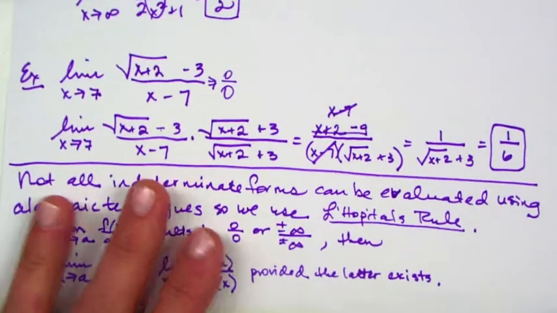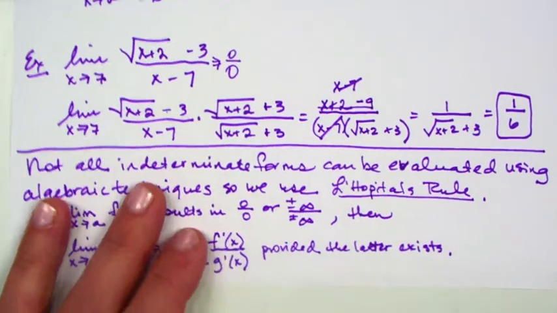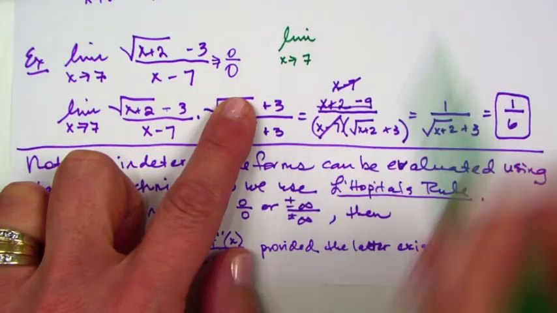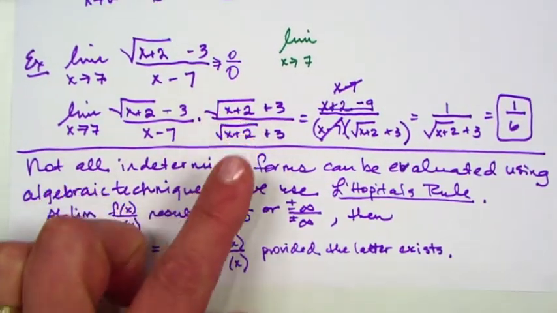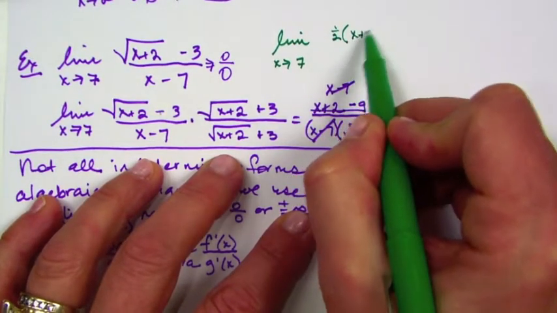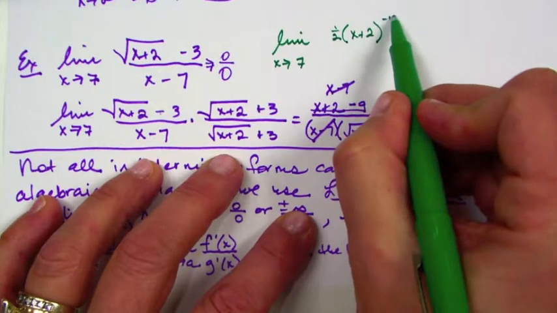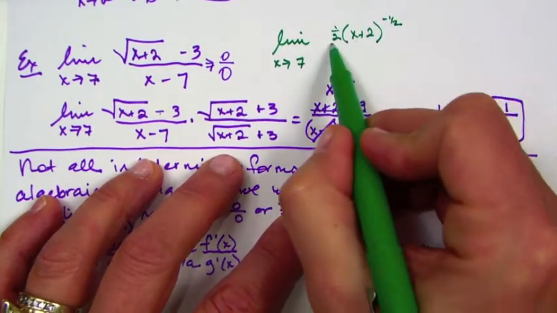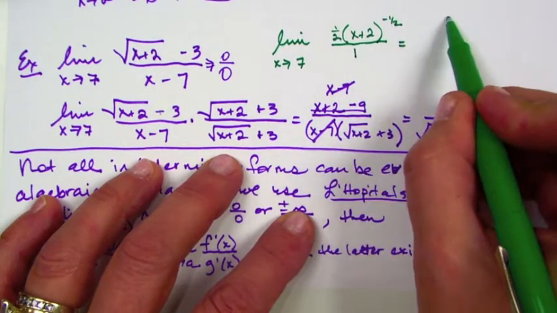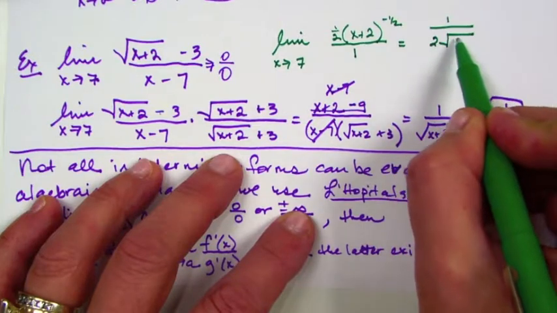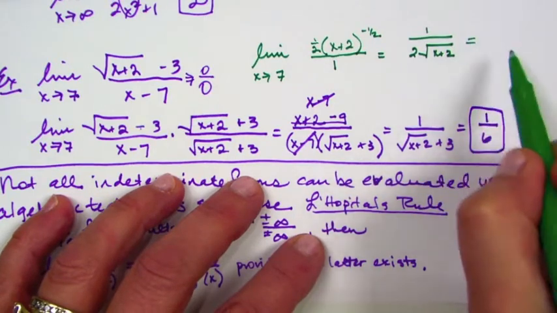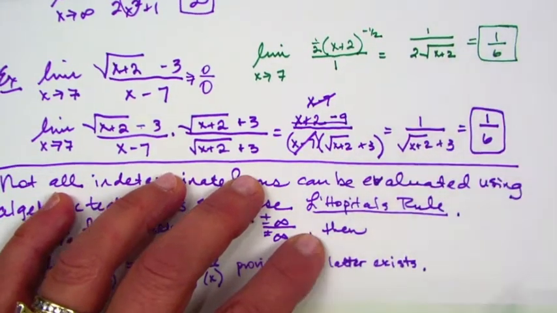Okay, so let's take a look at the last one. Clearly that gives me 0 over 0. So what is the derivative of the numerator? 1/2 times x plus 2 to the negative 1/2. And what's the derivative of the denominator? 1. So this is the same as that, right? Which is 1/6.